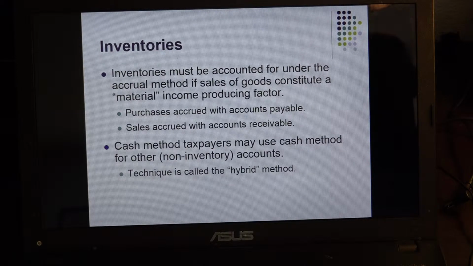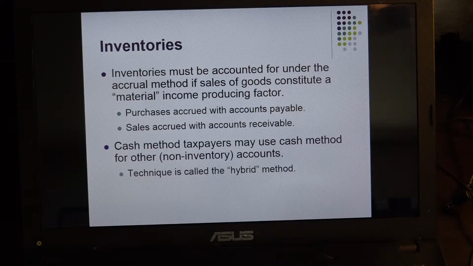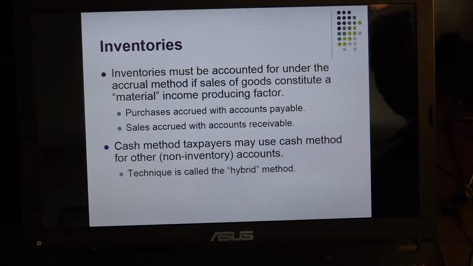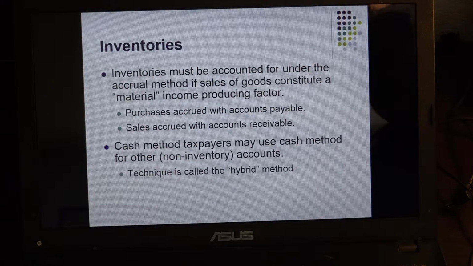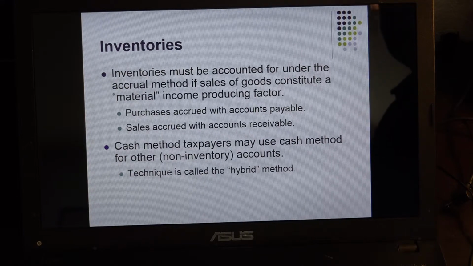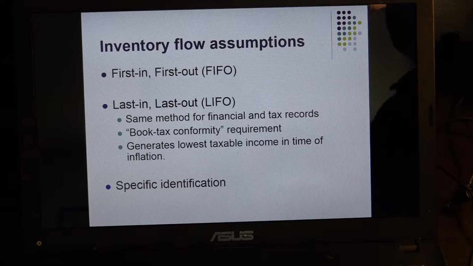Note that cash method taxpayers may use cash method for other non-inventory accounts. That is what we call the hybrid method. So if you're a sole proprietor and you have inventory, you're required to account for that inventory if it's a material income producing factor, which for most inventory carriers it does. Going to have to do that based upon the accrual method. Then everything else could be cash method, so that would be a total hybrid. Not going to talk about UNICAP.